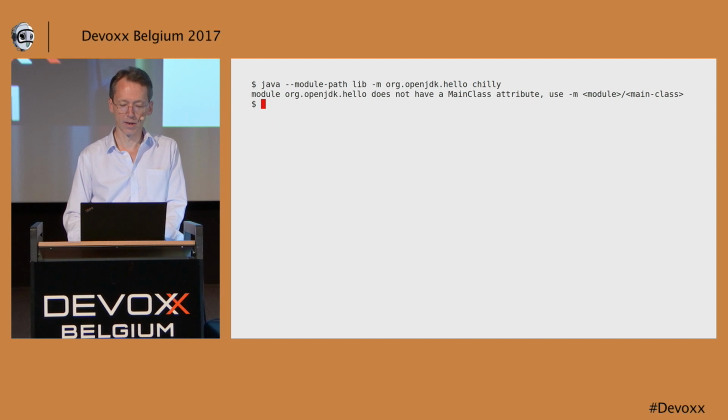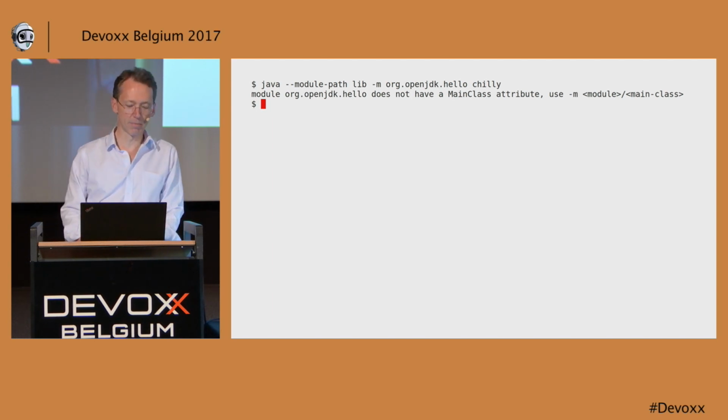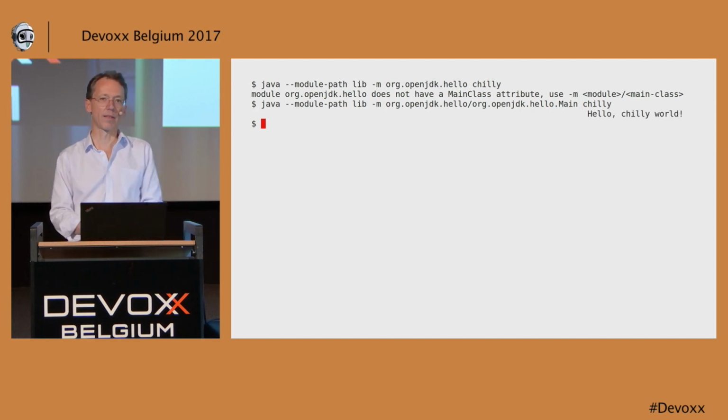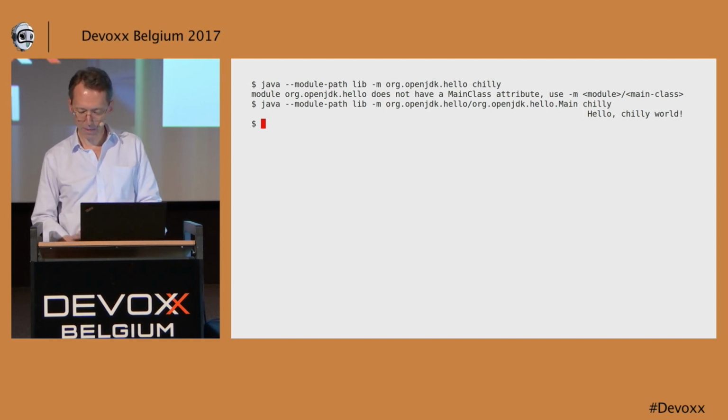And this isn't going to work because that module doesn't have a main class attribute, so I have to tell it what the main class is. I get to type this one more time. And then that'll work. So one of the things you can add to a module descriptor after you compile it is a specification of the main class.